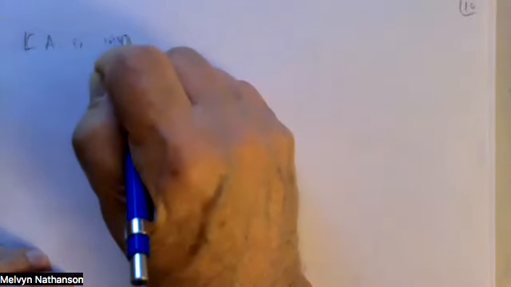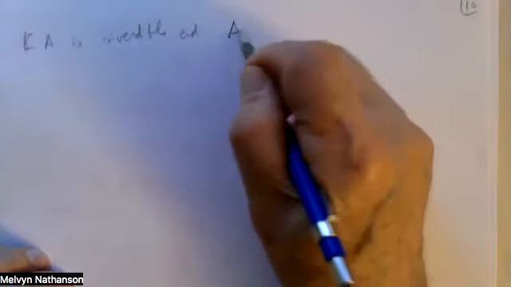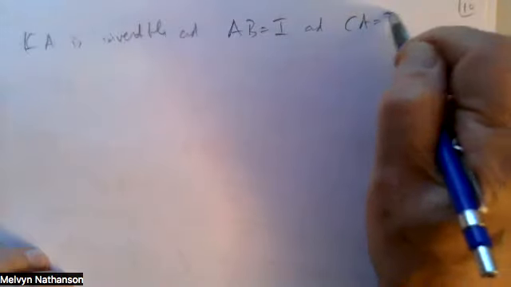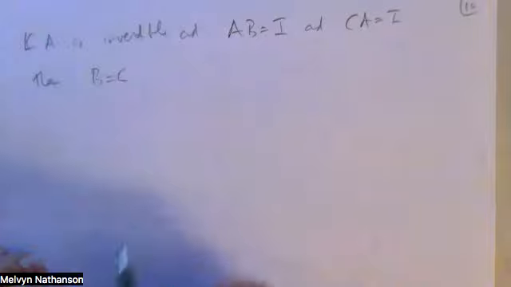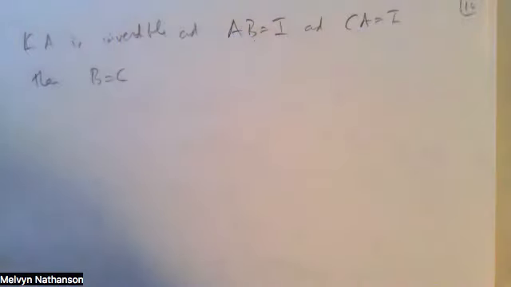Some problems have many solutions. Some problems have only one solution. This is a problem that has only one solution. If A is invertible, and let's say A times B is the identity, and C times A is the identity, then B equals C. You can't have two different matrices that multiply by A on the right and the left and give you the identity.